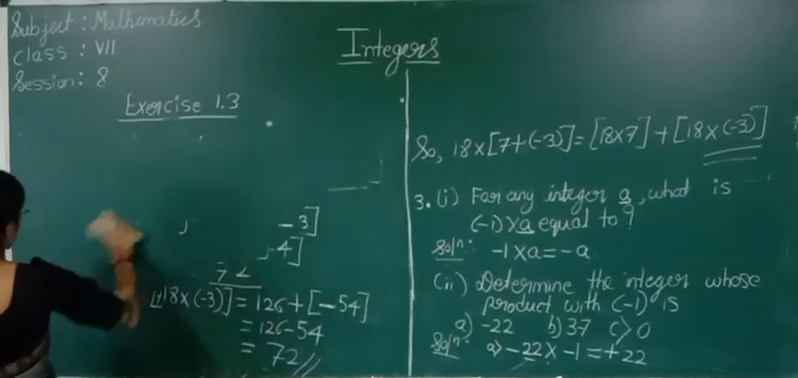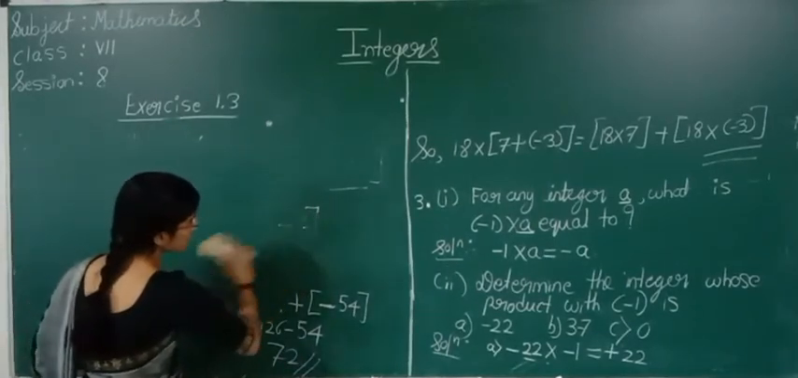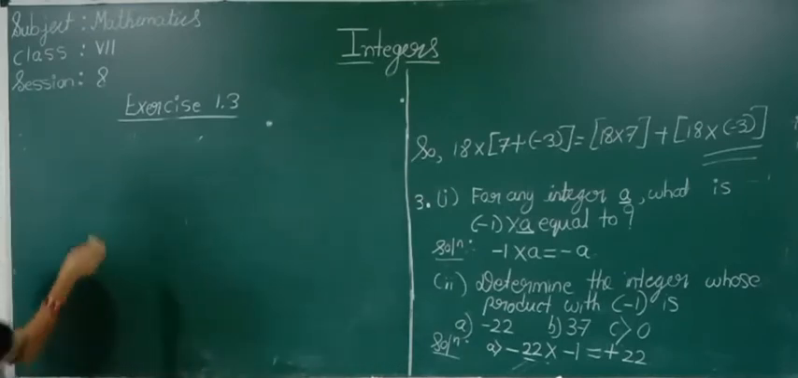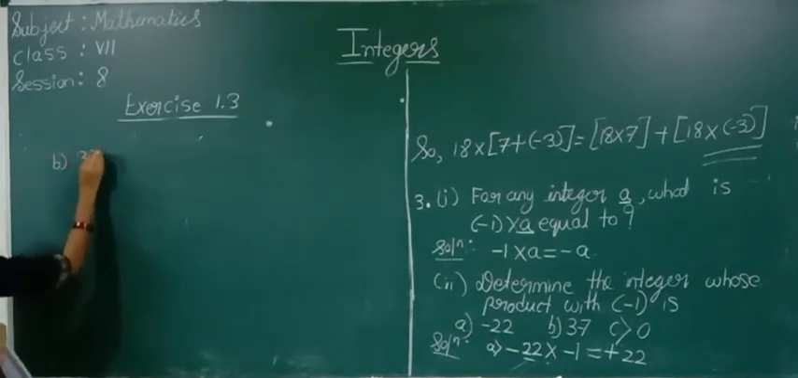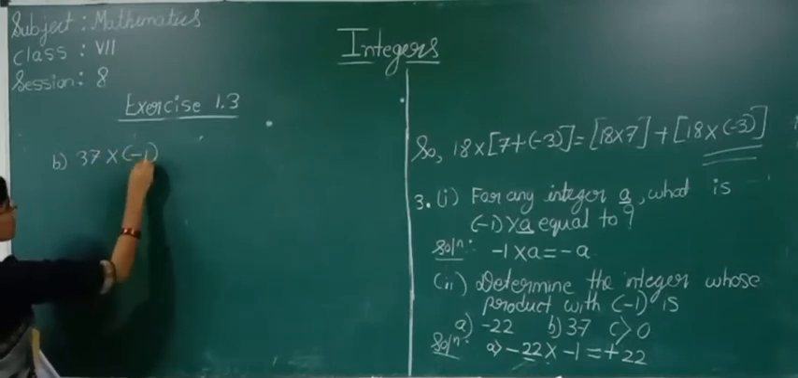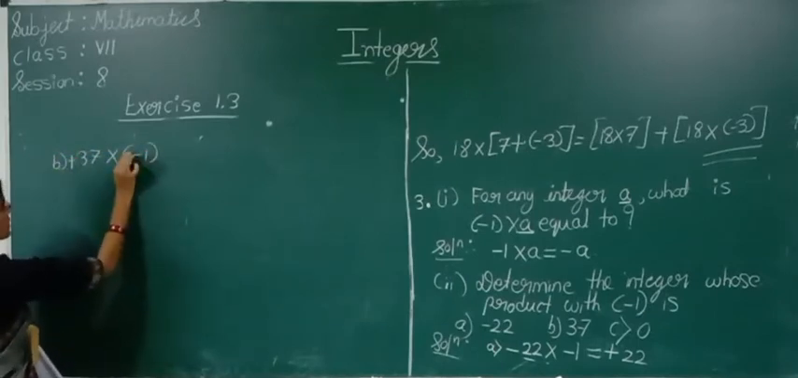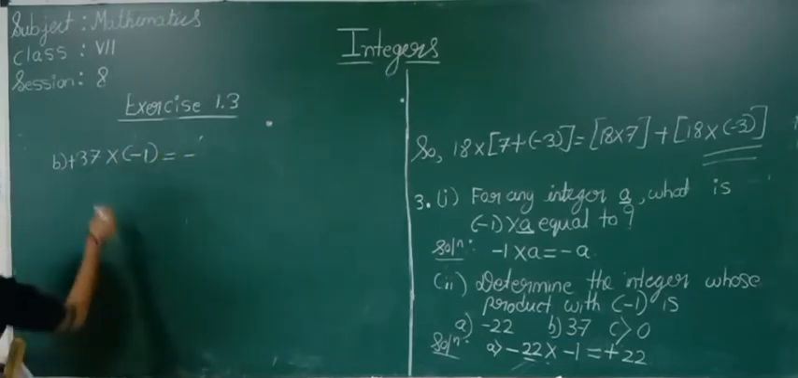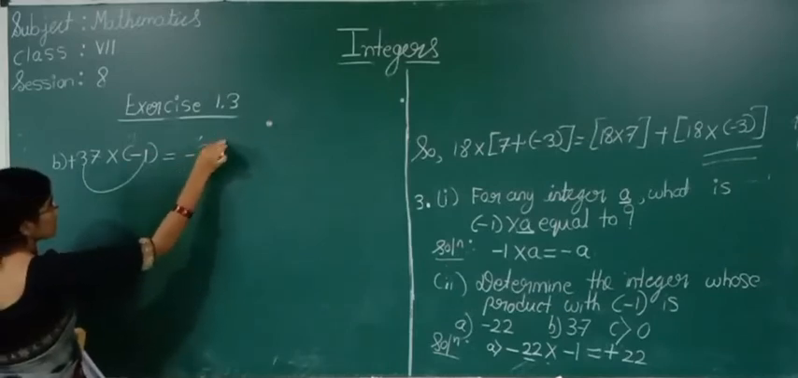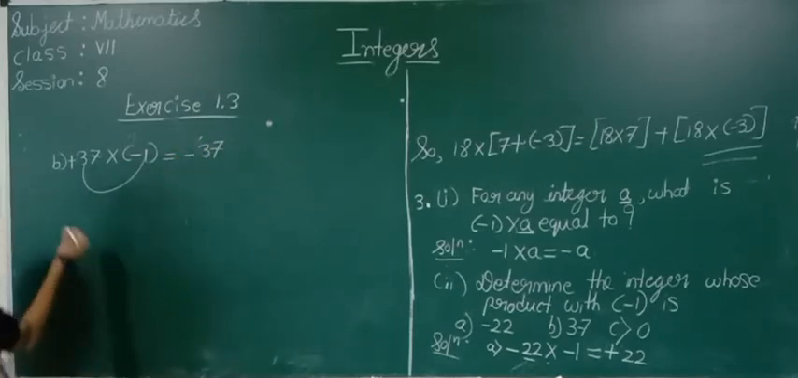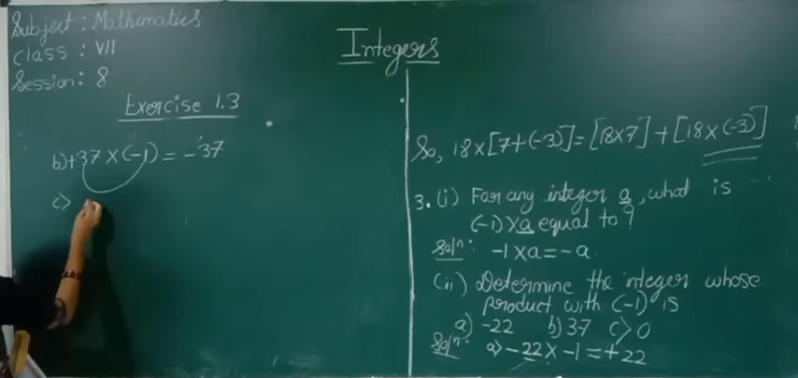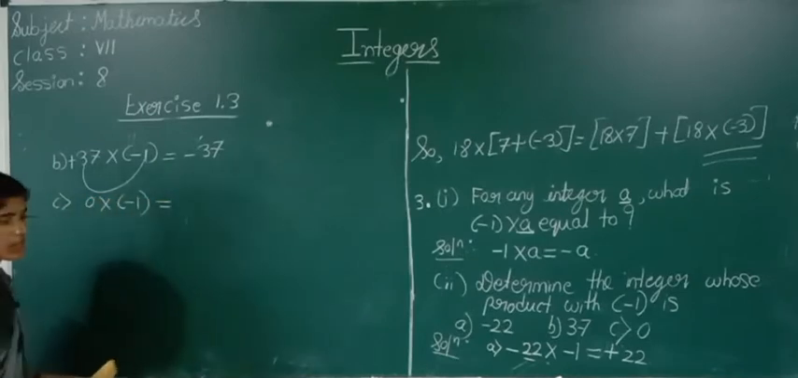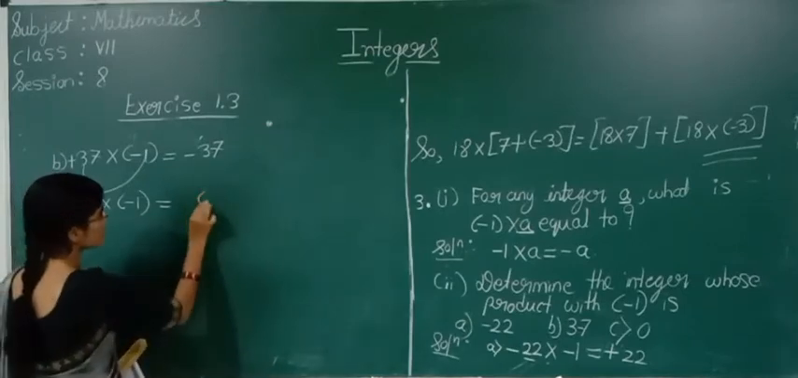In the same way we have to do B and C. What is B? That is 37 into minus 1. When a positive integer and a negative integer are multiplied, we get a negative integer. That is 37 ones is 37. So C, 0 into minus 1. You know that anything multiplied by 0, the answer will be 0 only.